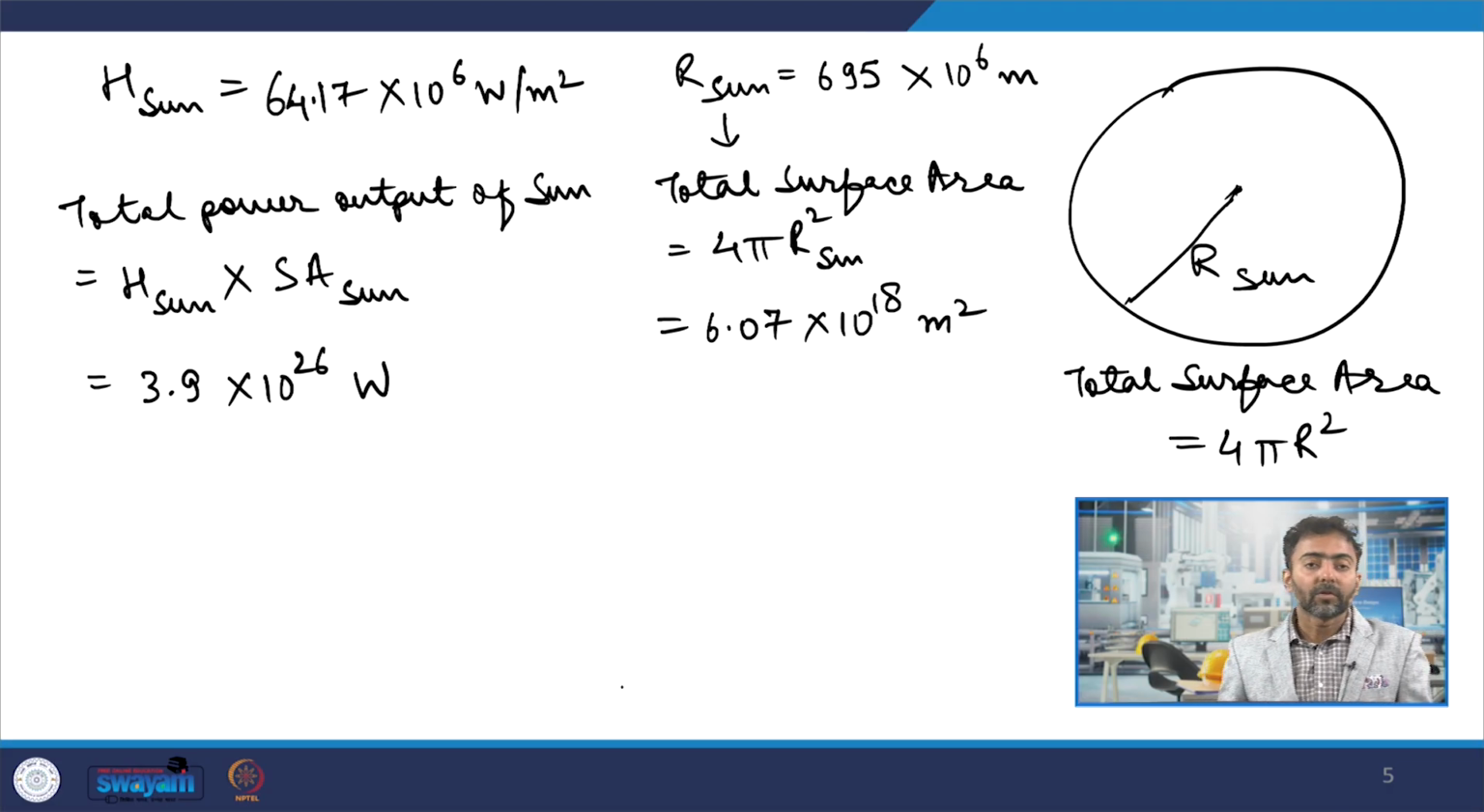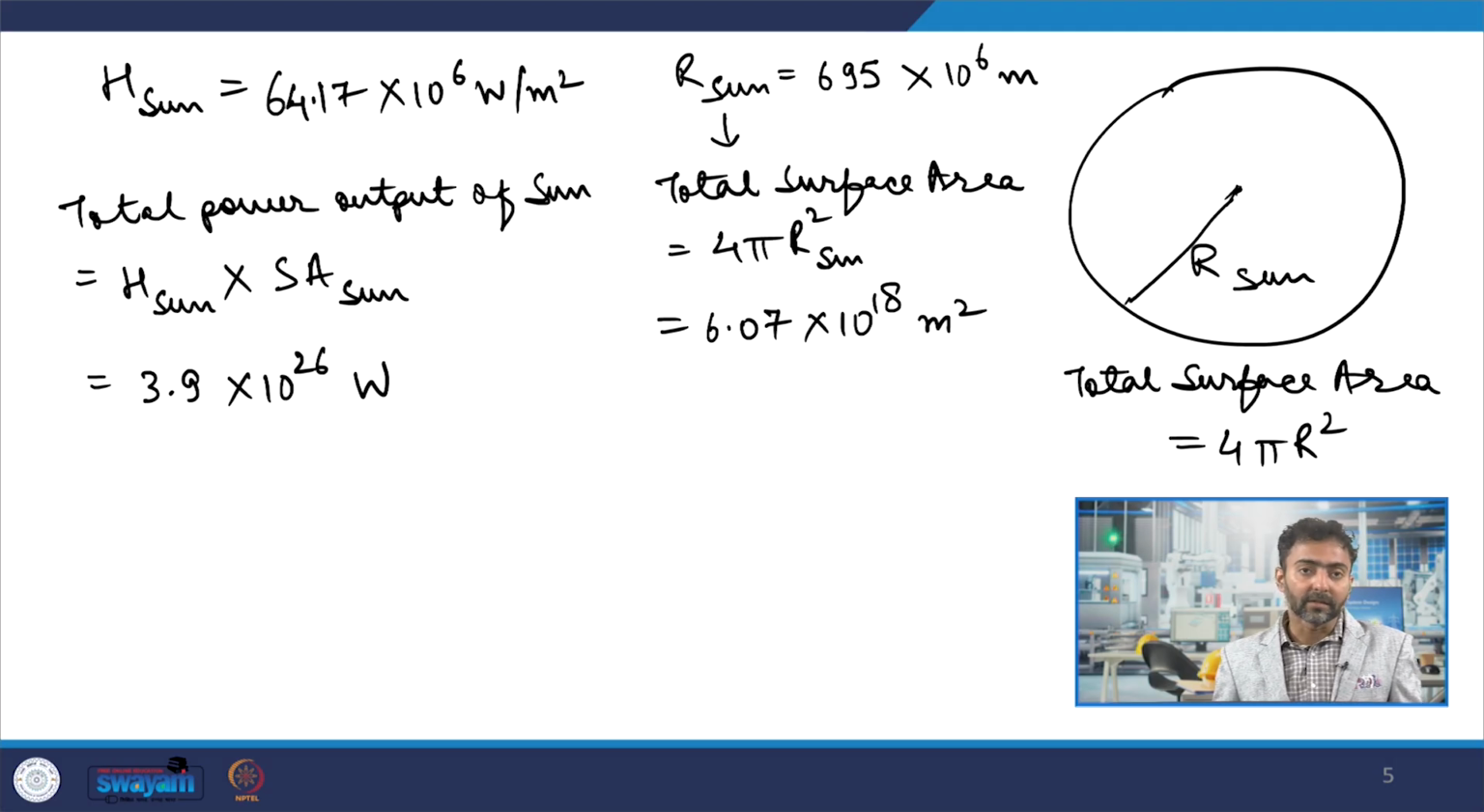So that is the amount of power being emitted by the sun at each instant, at every second: 3.9 × 10^26 watts. Now that's a very huge number. 10 to the power 26 means you will have 39 followed by 25 zeros if you were to write that number fully. So that's a huge number.